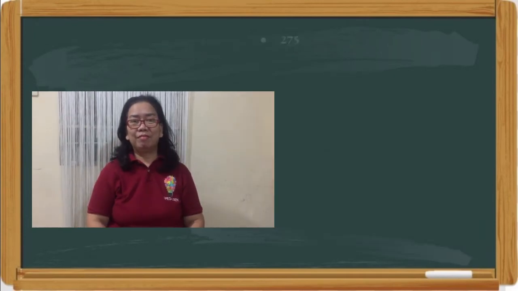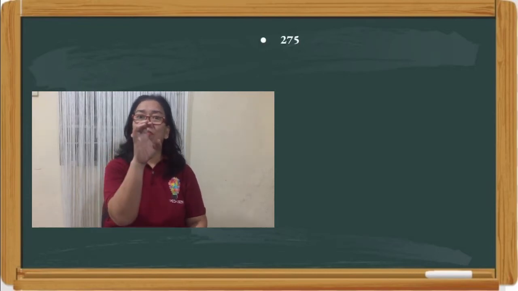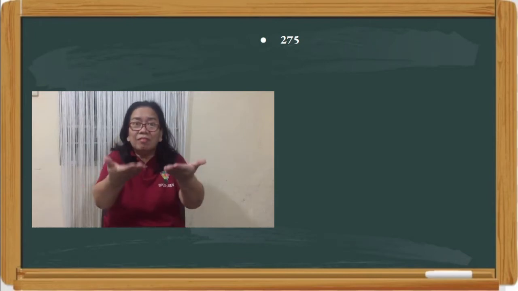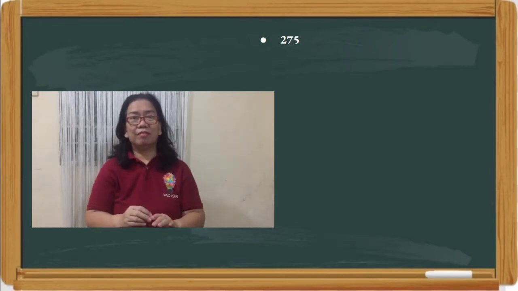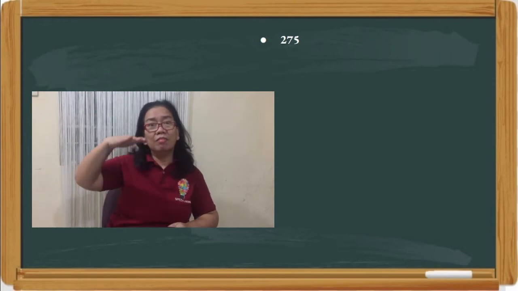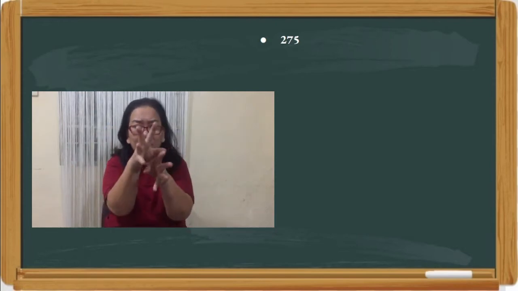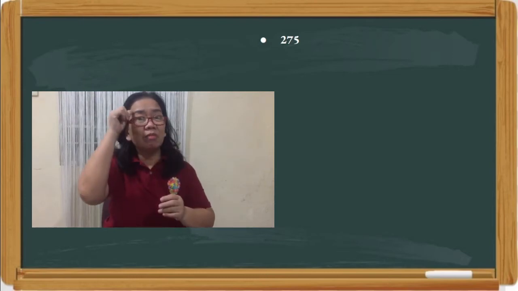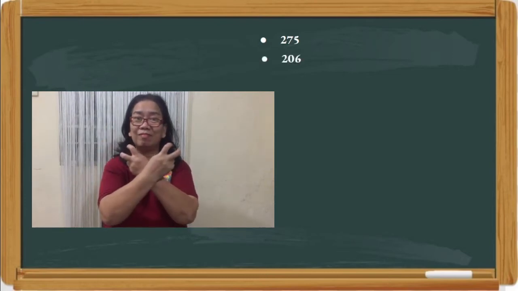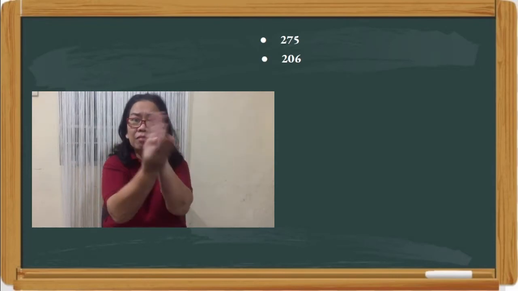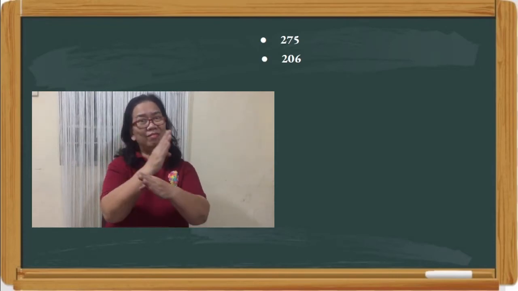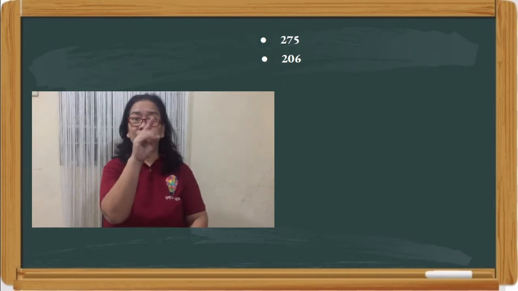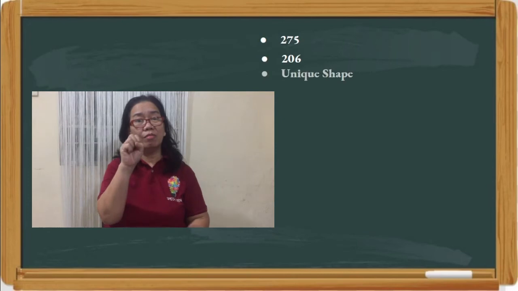There are about 275 bones at birth. As a person grows, many of these bones are fused together. In an adult human, the skeleton is composed of 206 bones. The 206 bones in our body are classified by their unique shape.